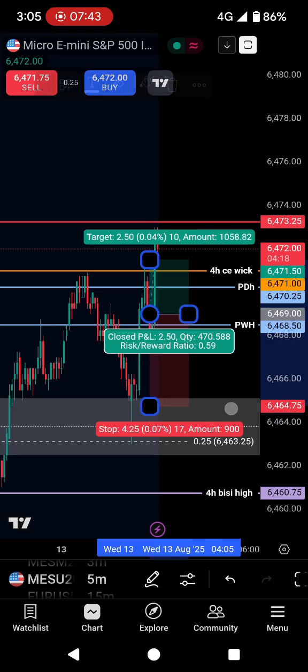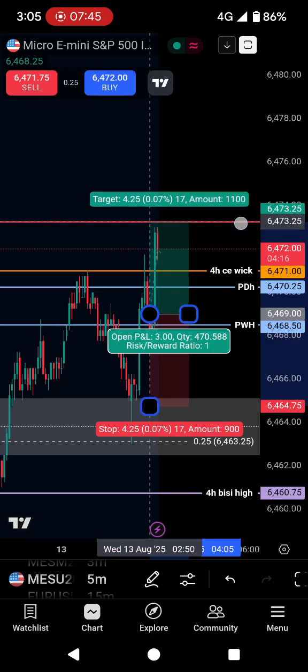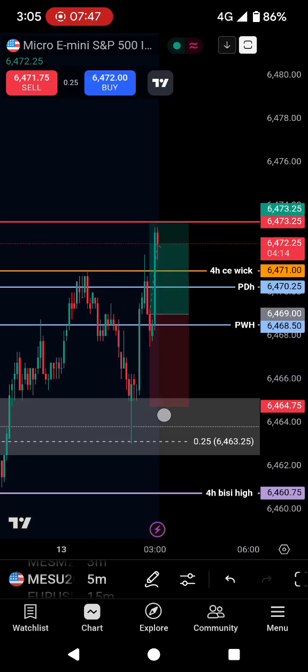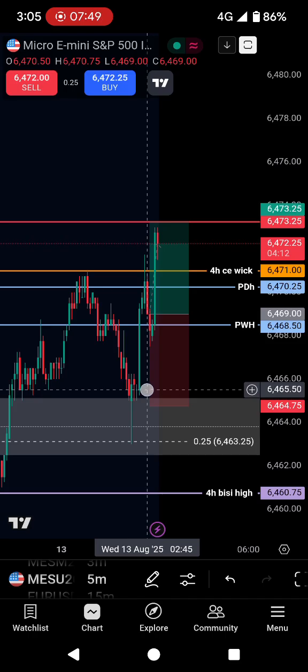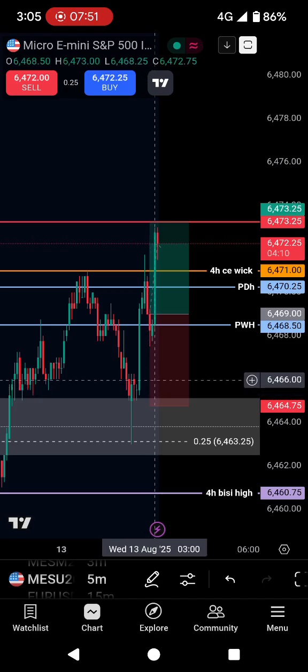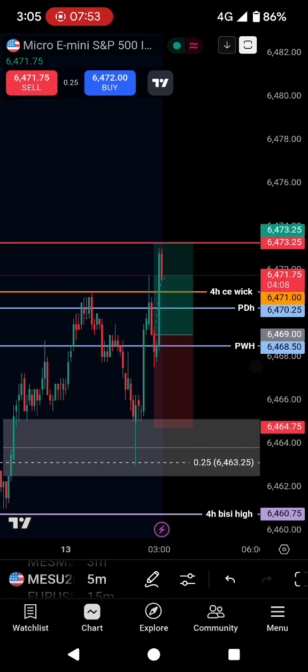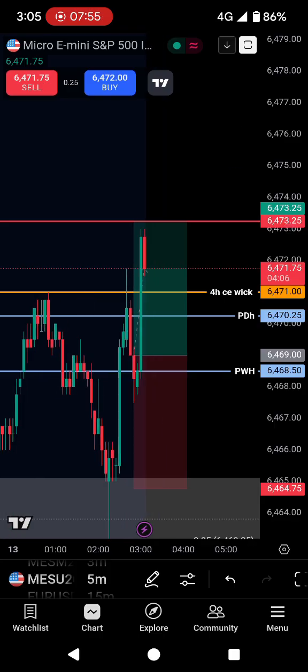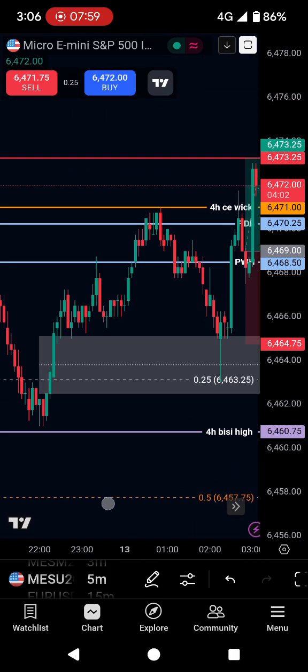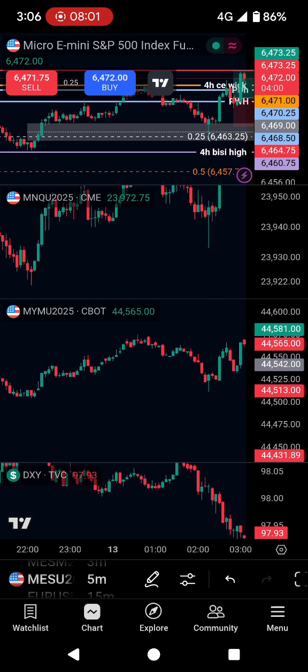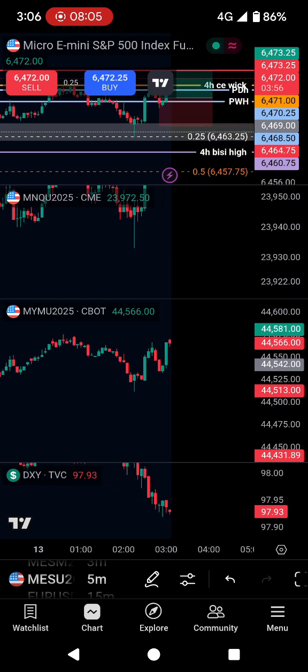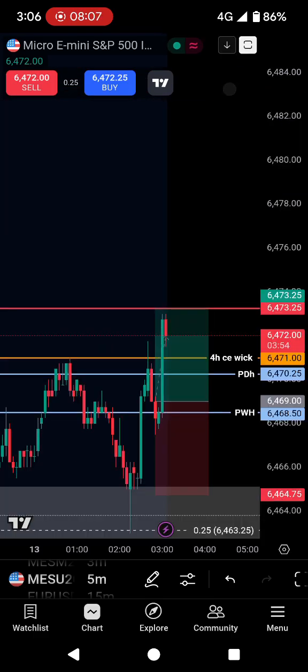So stop loss might be here. Target to the buy side. So that will be it for the 2:50 macro. So right now we are still in the 2:50 macro. And here buy side in crosshairs. The dollar just keeps going lower.